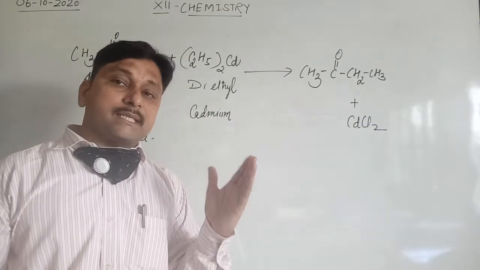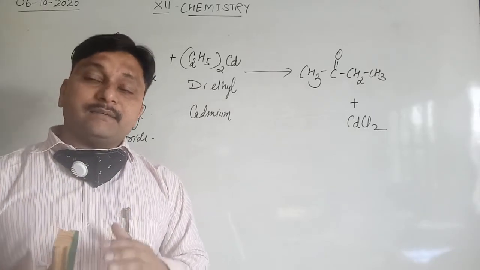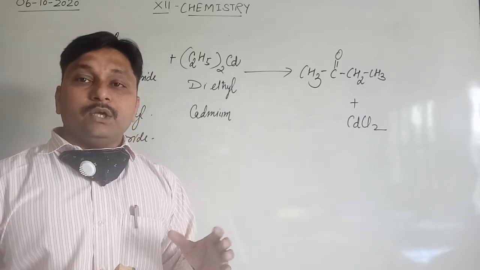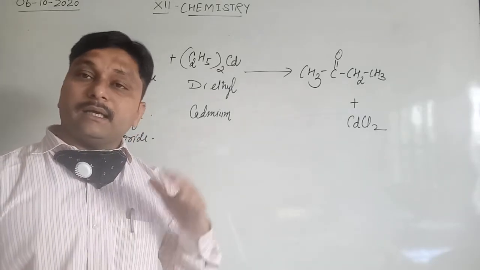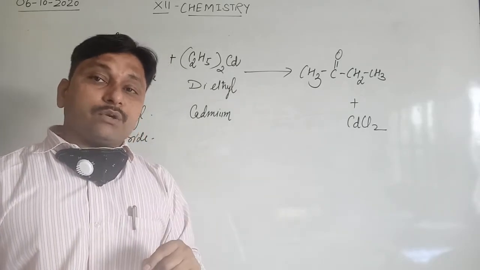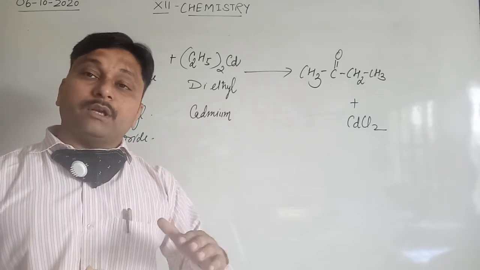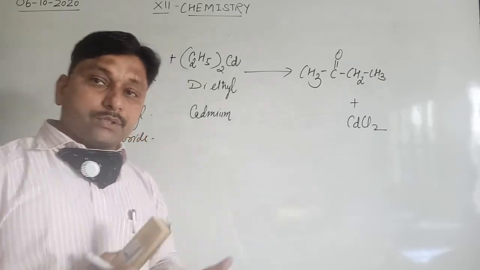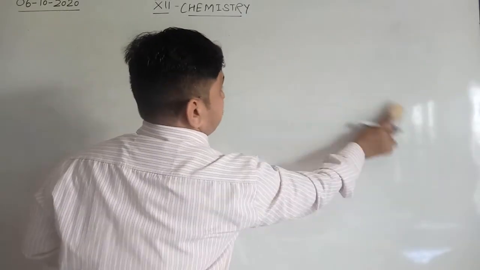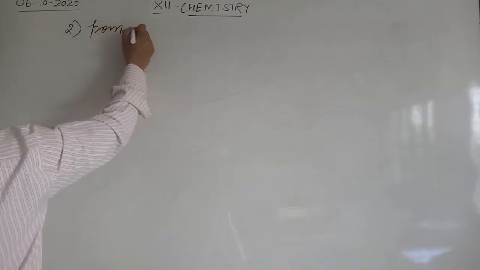Now the second method is from nitriles, means cyanides. What can we form from cyanides? Ketones. If we use cyanides or nitriles and react them with RMgX, that is Grignard reagent, they convert into ketones. In this reaction also, the reactant that has fewer carbon atoms converts into the ketonic compound with more carbon atoms. So the second method is from nitrile.